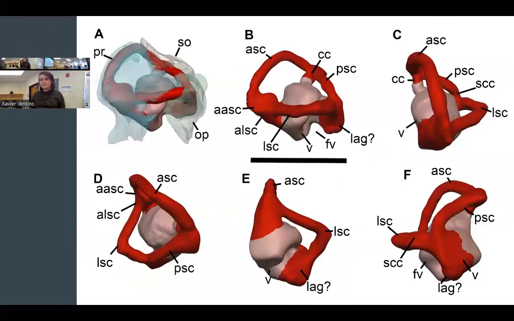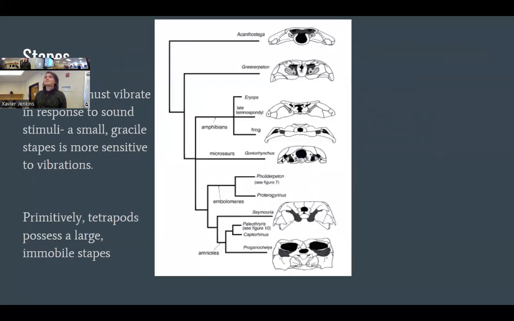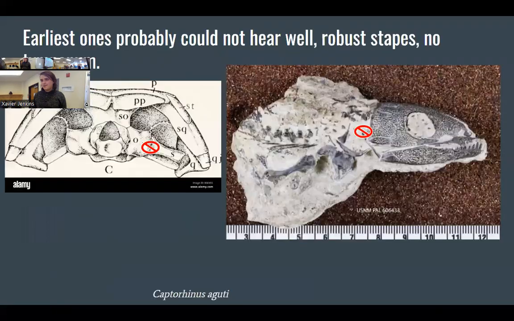But yeah, so that is the evolution of tetrapod hearing. For some reason, there's a 100 million year gap between legs and then hearing on land. You tell me why.